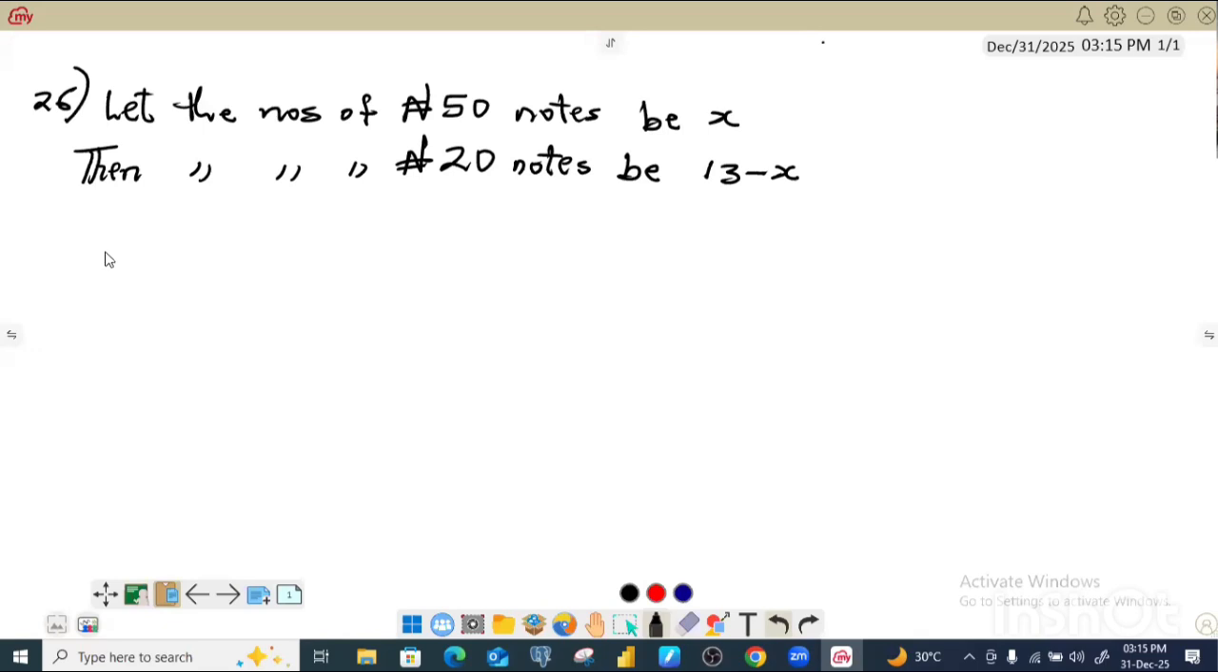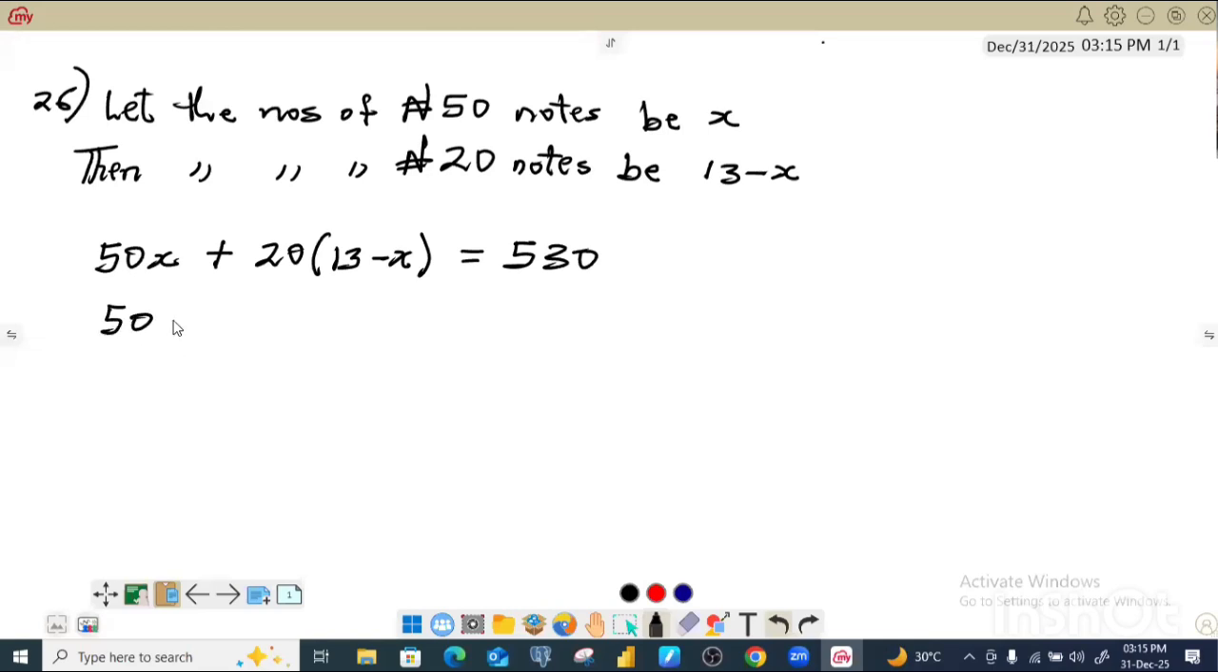So we can create an equation by saying 50x plus 20 into (13 minus x) will be equal to 530. Does that make sense? Yeah. Okay, we just need to find the value of x.